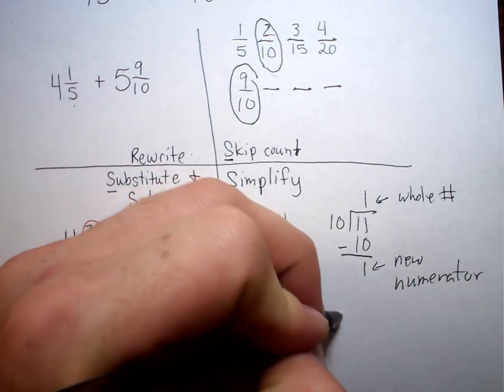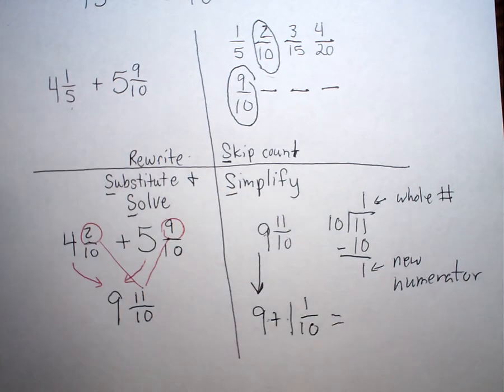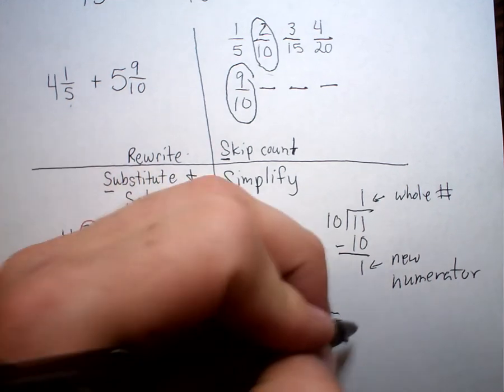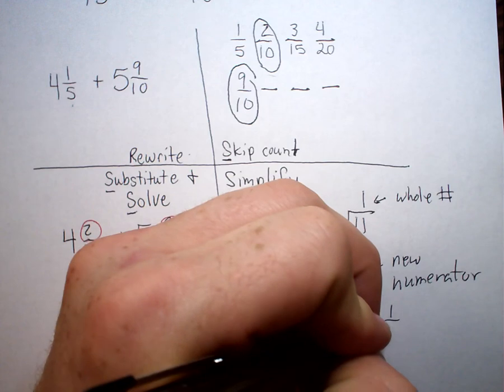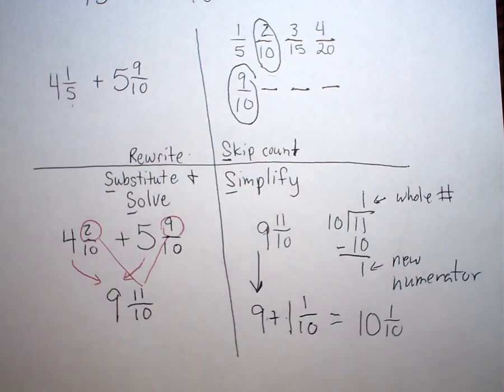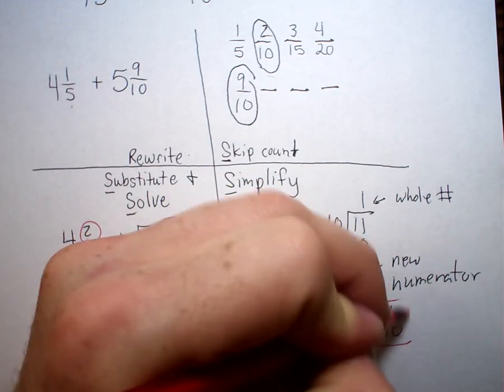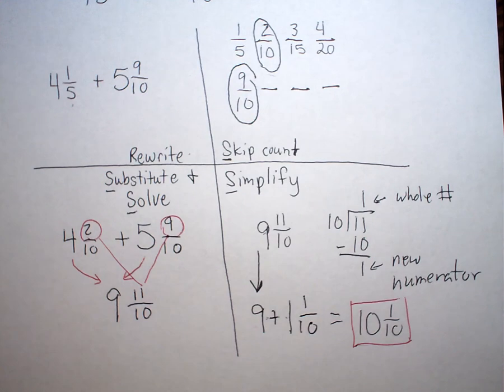So now the last little bit is to add those two whole numbers together. 9 plus 1 is 10. That's easy. 10 and 1/10 is the fractional part, and that is our answer. That is how you add mixed numbers. You won't always have to do this last step. The only reason we had to do it is because our answer here was an improper fraction. So this step is only required if you have an improper fraction.